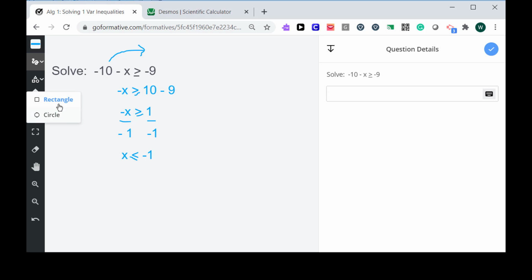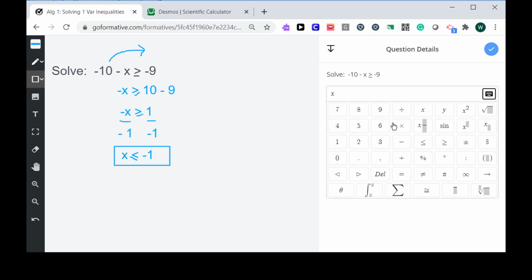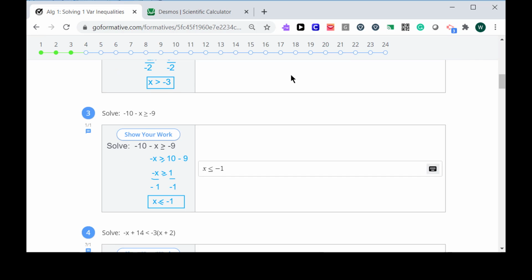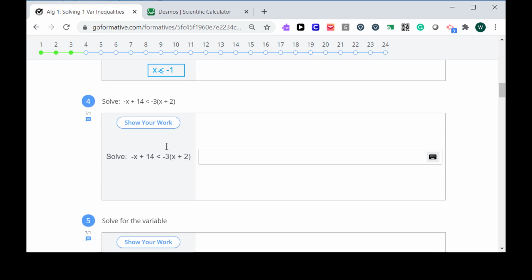And we're going to box our answer. Click rectangle. There we go. So this would be x, we'll click right here, less than or equal to negative 1. We click the check mark. And there we go. We got a green light. So let's go on to the next example.